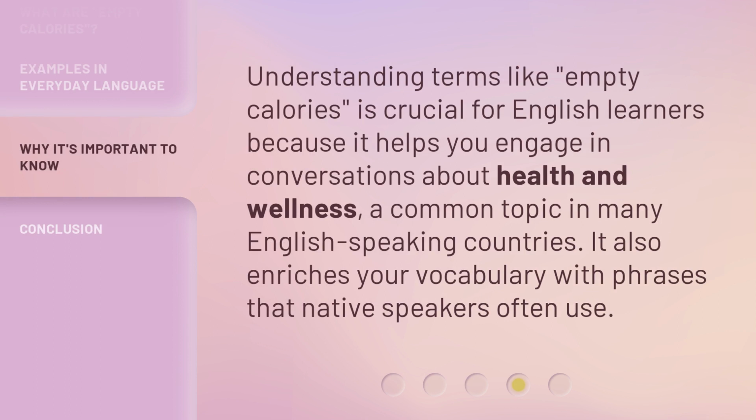Understanding terms like empty calories is crucial for English learners because it helps you engage in conversations about health and wellness, a common topic in many English-speaking countries. It also enriches your vocabulary with phrases that native speakers often use.